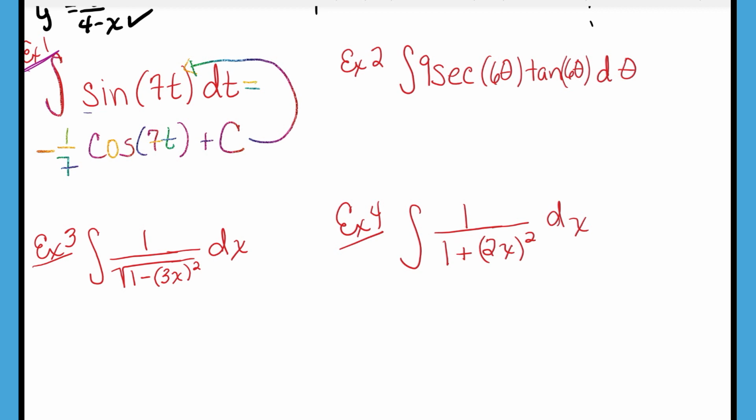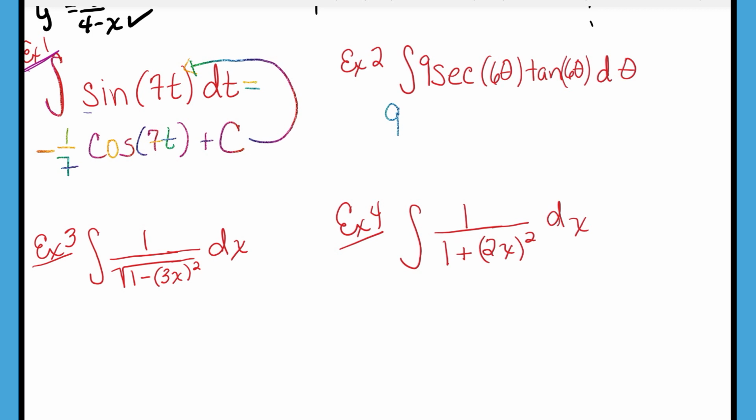In example 2, there's this random 9 that has nothing to do with the inside. If that were 6, that'd be great, because that would actually be the inside that I need, but it's not. It's a random 9. So if this random 9 has nothing to do with the derivative of the inside, then I just write it as part of my problem, because it must have been there in the beginning. You know how we just carry those constants through.